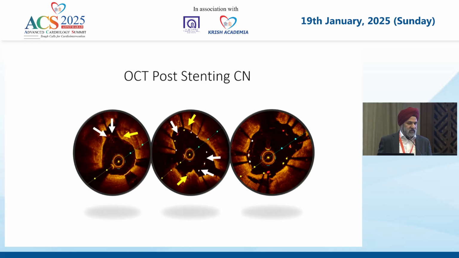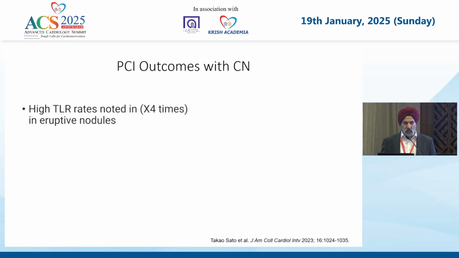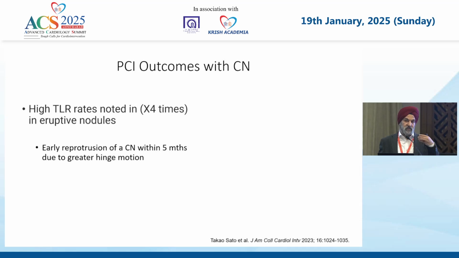And there is enough literature. Yellow dots show you the calciums, and there is enough literature which tells you that stent edge dissections as well as incomplete stent appositions are very common with nodules. So you should accept them. Overall, patients with nodules, as I told you, have worse outcomes. The TLR rates are much higher. And if I have to compare between these two, protrusive or eruptive nodules have much worse outcomes. This is probably because there is enough literature to say that there is reprotrusion.